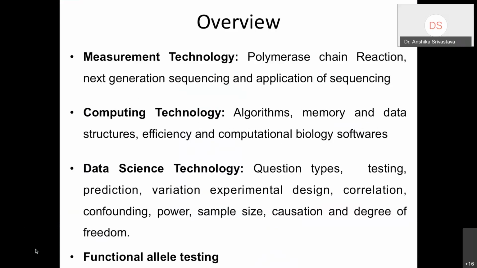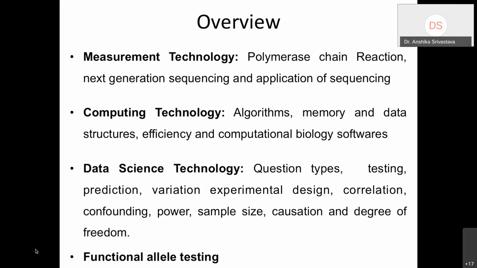In computing technology, I'll discuss the algorithms, like what you do when you have large data sets, big data sets, efficiency, and what tools, basically computational biology software, you could use to have your data analyzed. And third, that is data science technology. I will be talking about what you can do with the prediction, how you can predict the variation, like once you have the variant in hand, what would be the experimental design, correlation, and confoundings.